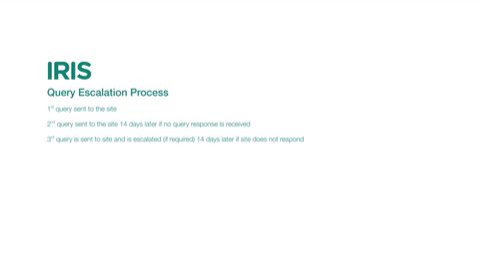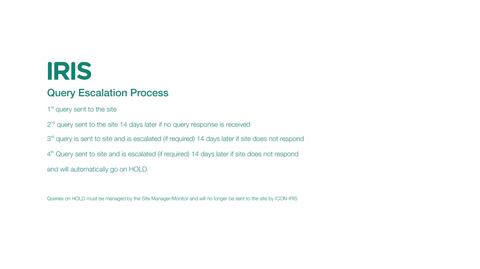If no query response is received from the third query after 14 days, a fourth query is sent to the site and is escalated to the site manager. Once a query is sent 4 times, it will be placed on hold. It will no longer be sent from ICON IRIS to the site or site manager. It is the responsibility of the site manager to follow up on queries that are on hold.